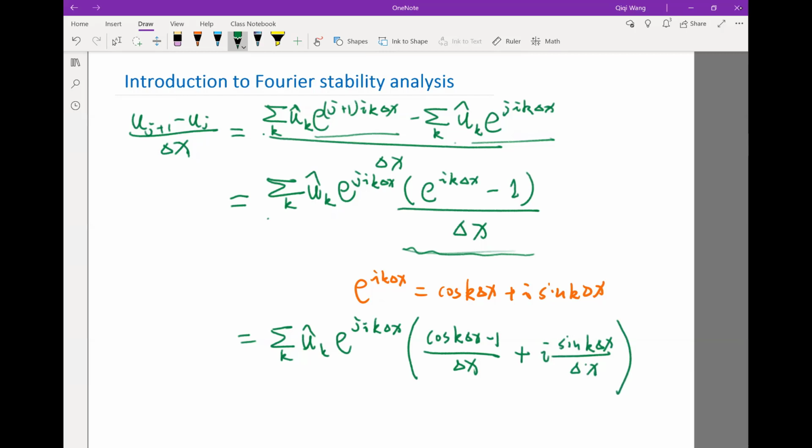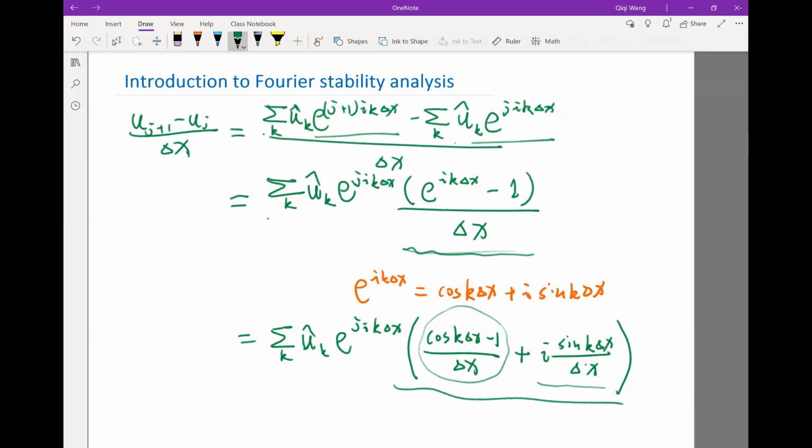Okay, you can still see that as delta x goes to 0, using Taylor series analysis, you're going to see this term is small. It's on the order of delta x. This term is on the order of delta x, right? Because cosine of k delta x deviates from 1 with a magnitude of O(delta x squared). So this whole thing is O(delta x).